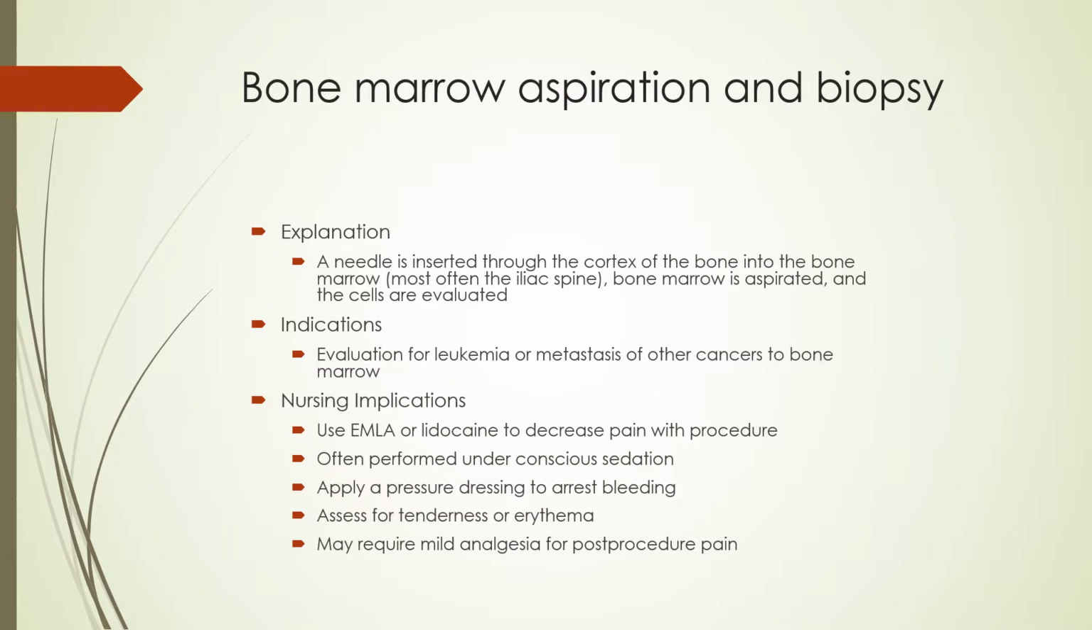Bone marrow aspiration. This can be a very painful procedure. A needle's inserted through the cortex of the bone into the bone marrow, most often at the iliac spine. Bone marrow is aspirated and the cells are evaluated. In other words, it's done in the hip area. Evaluation for leukemia or metastasis of other cancers to the bone marrow.